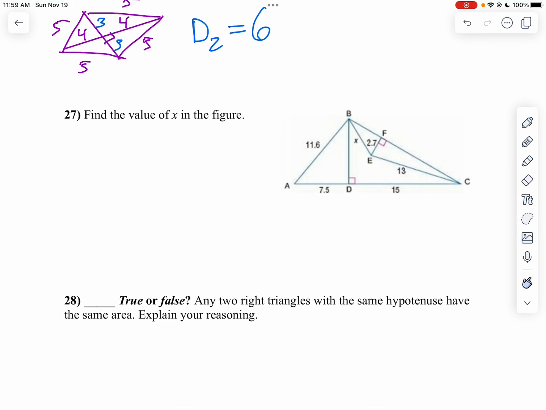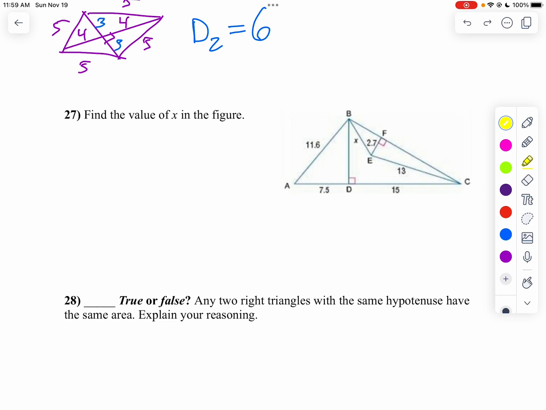Okay, in 27, I want to find the value of x, which means I got to find F to B, which it doesn't look like I know F to B, do I? So let's back up, and we're going to have to do the Pythagorean theorem a couple times. I won't start with that triangle, because I don't know that triangle ABC is right. So let's redo that. And let's find B to D.